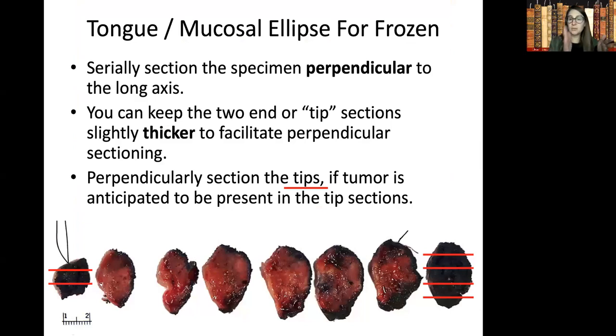section, perpendicular to the long axis, where the two tips, on either side, here the left and here the right, can be taken a little bit thicker just to facilitate perpendicular sectioning of those tips. If tumor is anticipated to be present in those tip sections, you're also going to want to perpendicularly section those, because the surgeons are asking you if any of their margins are positive. Is the deep, which is here, is the peripheral, which is of course on either side. And then of course, the peripheral also includes each of the tips.